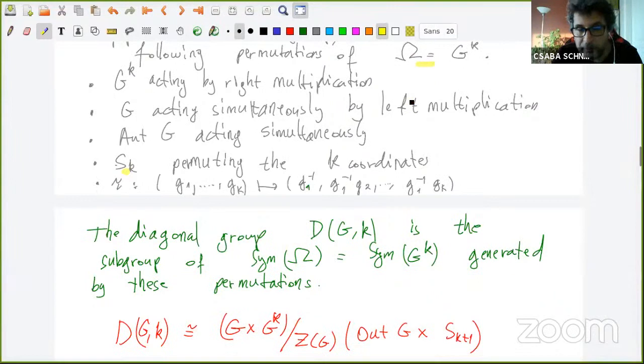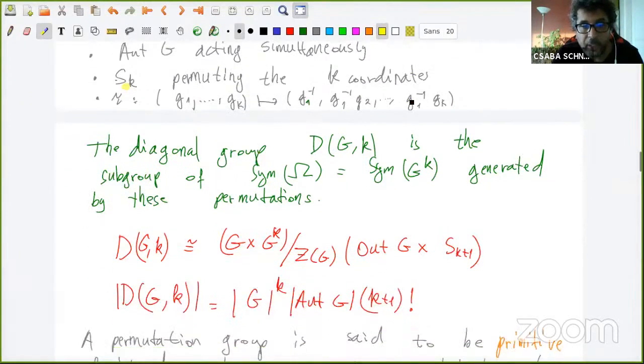I have a bunch of permutations, and I say that they generate some sort of group. So this is the diagonal group. Of course, this is not very useful unless we know some structure. So as an abstract group, the diagonal group is isomorphic to this group that I wrote down here.